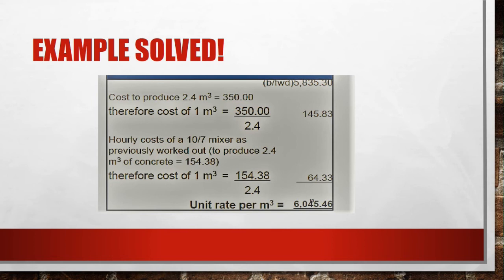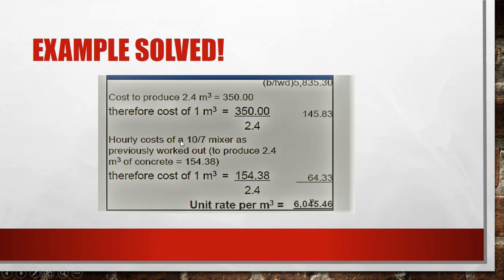So now, therefore the cost of 1 meter cube. If 2.4 meter cube will be this price here, what about 1 meter cube? How much will the laborers be paid for doing a work of concrete mix for 1 meter cube? So it will be 350 divided by 2.4. So they'll be paid 145.83 Kenya shillings for doing 1 meter cube.